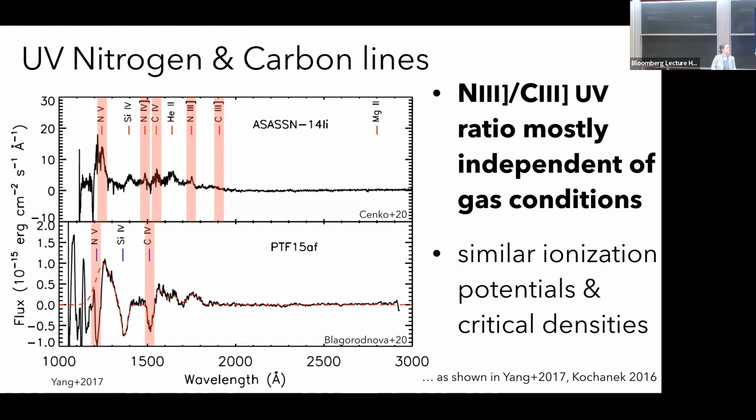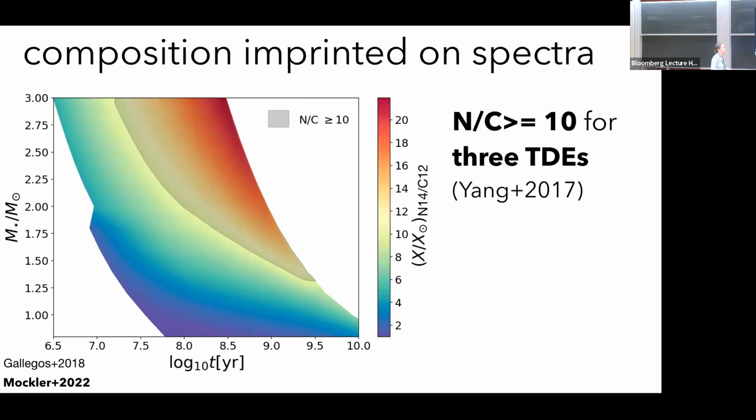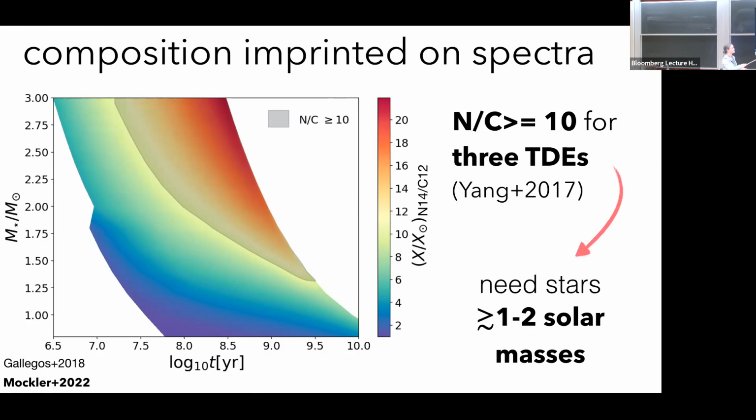And in fact, there's recent work by Yang et al. 2017 that showed that for a few of these events, it seems like the nitrogen to carbon ratio is greater than 10 times solar. What does this mean for the mass and age of the star? Well, you can see this plot here. I've shaded in gray this region with nitrogen to carbon greater than 10. And it limits us to stars that are greater than one or two solar masses. And if they're in the smaller end, they have to be very, very evolved.